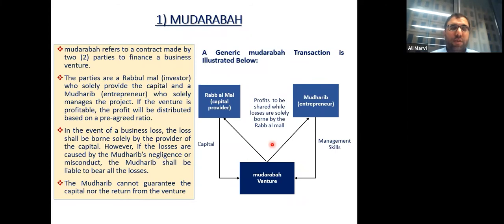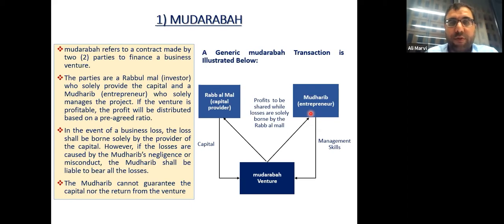If the project is not successful and we have failure in the running of the project, we assume that the entrepreneur also bears losses in terms of the labor force, the idea, and the human capital that he or she put in the project. This is Mudaraba.